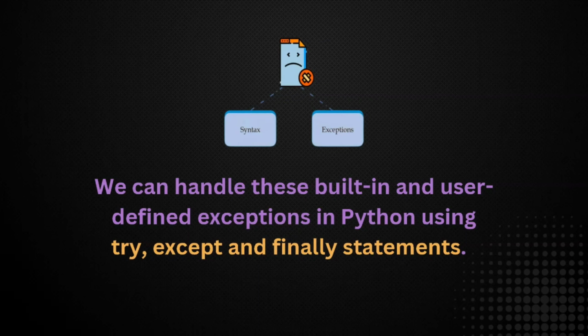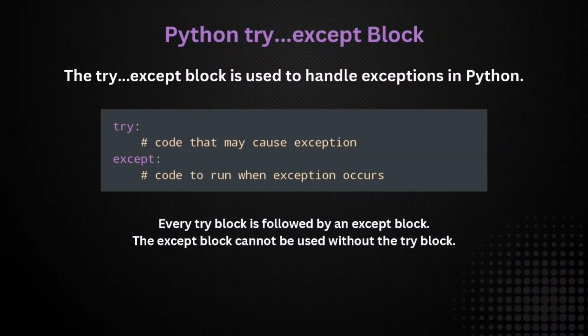As you can see in the diagram as well, if our code passes the syntax test, but at runtime we get an error, those errors are termed exceptions. Now let's see the Python try and except block. This block is used to handle exceptions in Python.